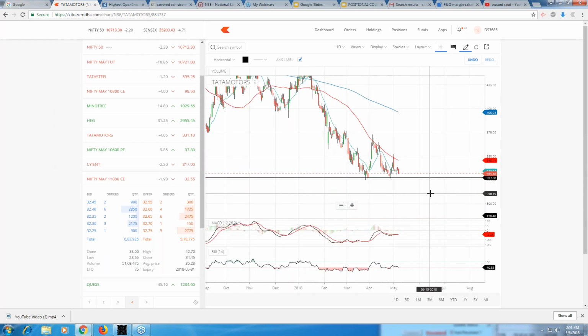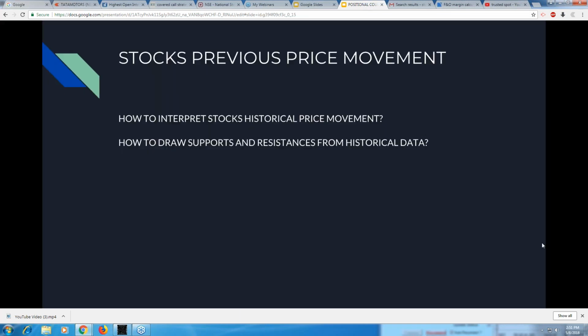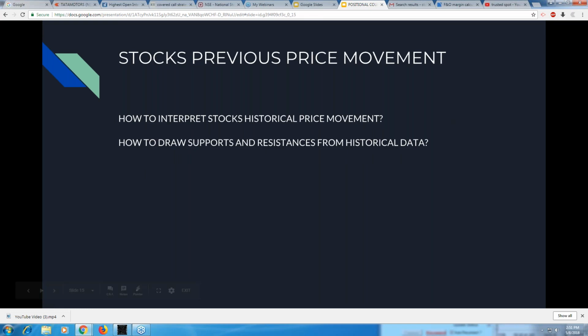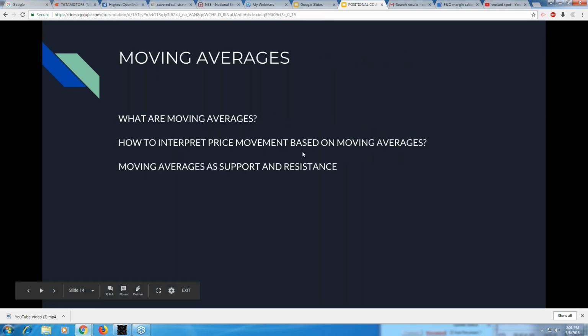So guys, this was about supports and resistances. Now we're going to go on to the next slide, which is again about support. Next slide talks about FII data. But I think before that, I have to cover what moving averages are and how to interpret price movement based on moving averages, and moving averages as support and resistance. So let me take you to the next slide. We meet over there. Till then, see you there.